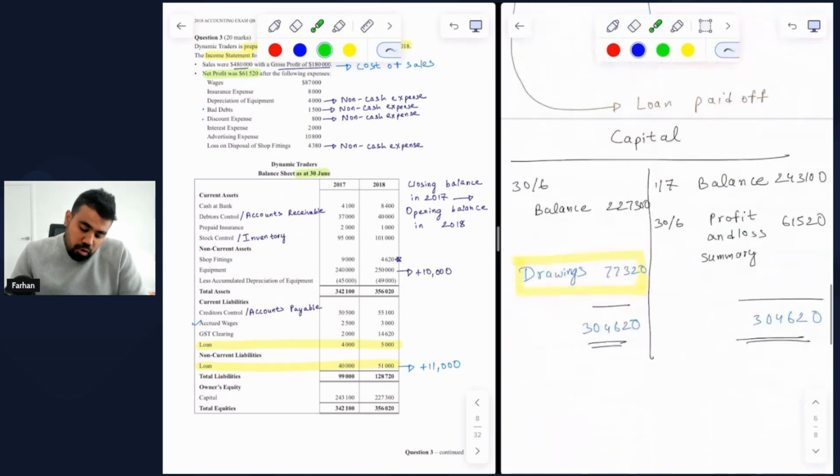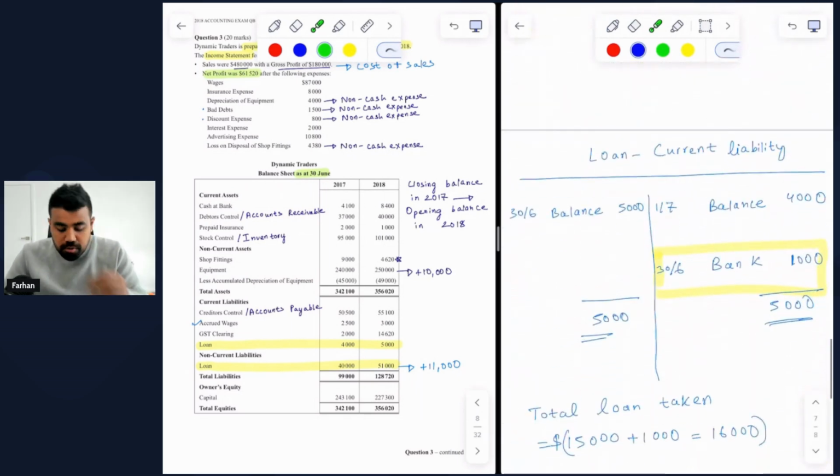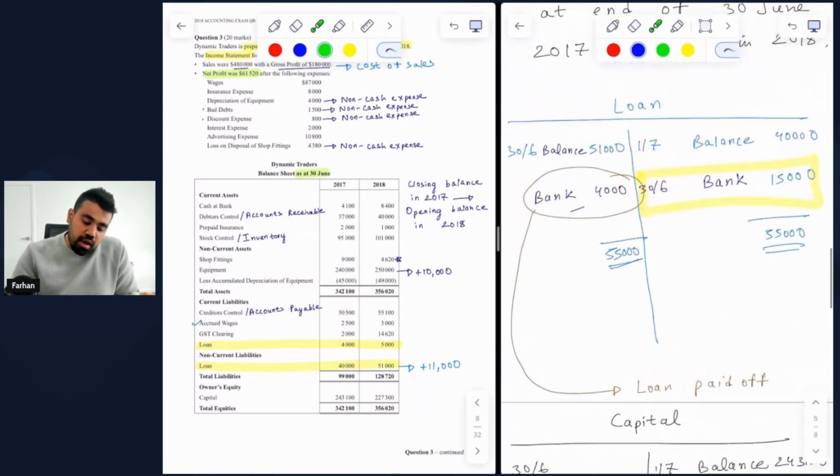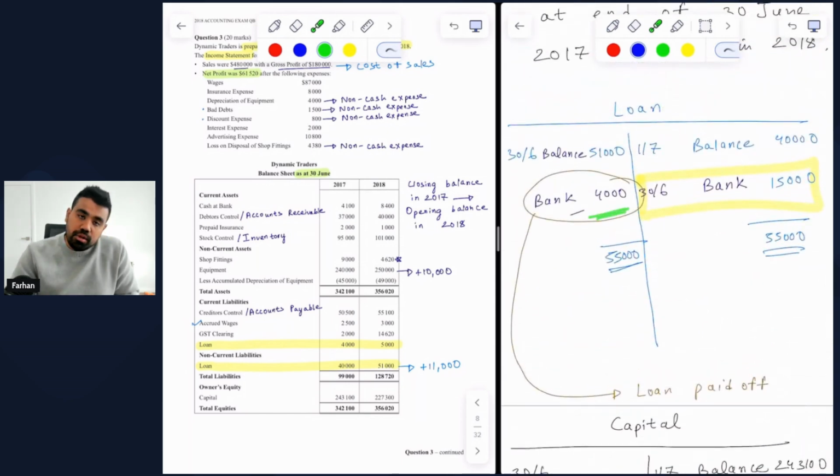Now, I also want you to understand something else. What about the T account or the ledger account that we can draw for the current liability section of the loan? Now, you might be wondering why we have included $4,000 here when this was the current liability. Because you need to understand that we have a loan which could be repaid over 5 years, but we're also making the repayments every year as well.